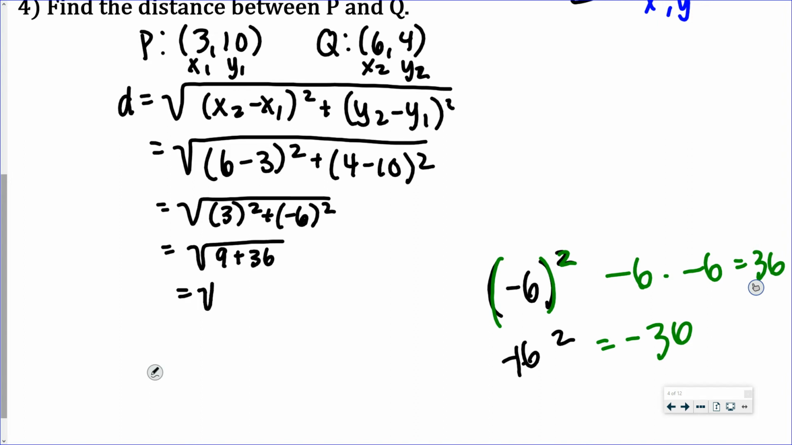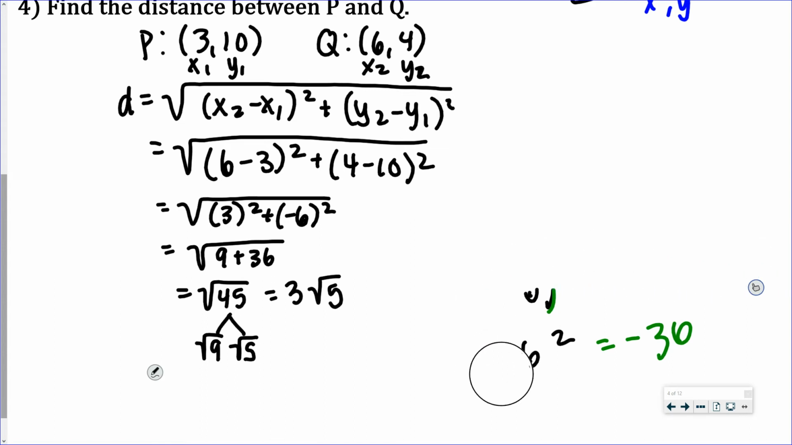So we would have the square root of 45. Is that the distance? Here's how I want you to write your answer. Simplest radical form and decimal. So this one, because 45 is 9 times 5, this would be 3 root 5. That'd be simplest radical form. If you need to do the circle one, cross one method to get there, that's fine.